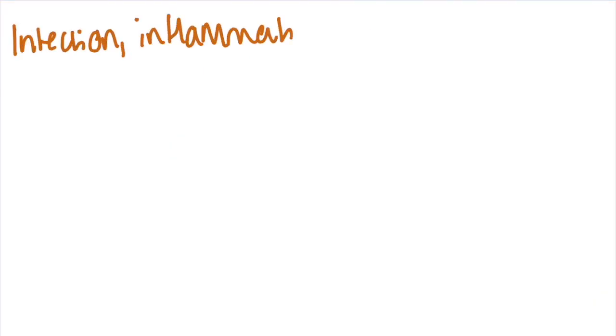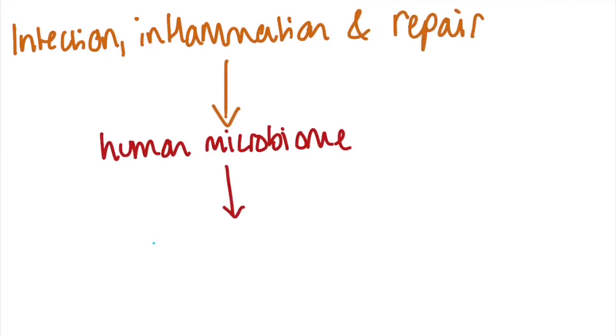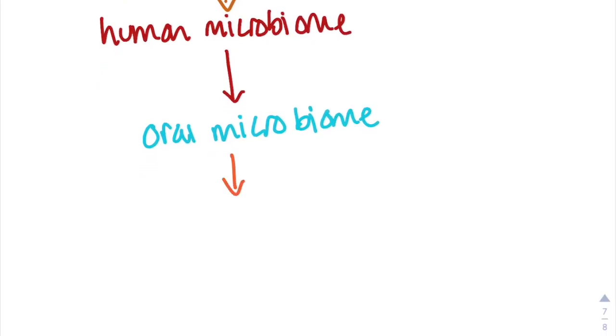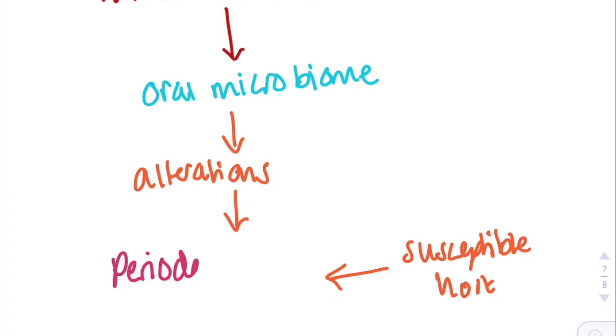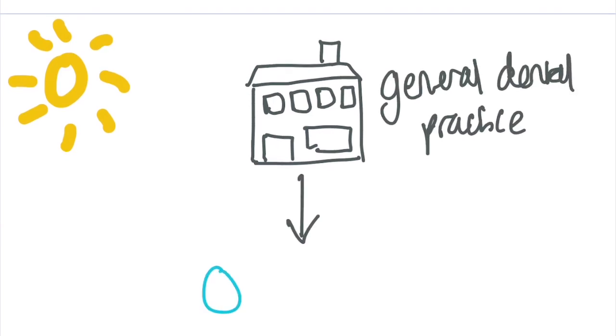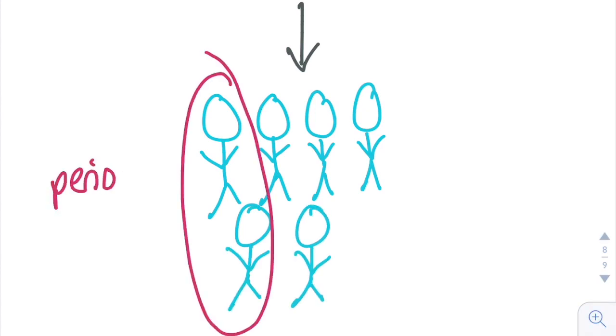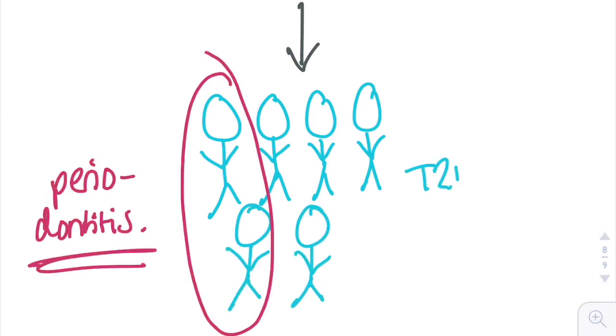Then, infection, inflammation and repair sparked my interest in the oral cavity. The human microbiome lecture touched on the oral microbiome and what would happen if it was altered. In susceptible hosts, this could lead to periodontitis. That summer, I decided to take on work experience at a general dental practice to see how what I've learned is used in practice. I found periodontitis was very common in patients with type 2 diabetes, and I was keen to explore this avenue and how this correlation comes about.